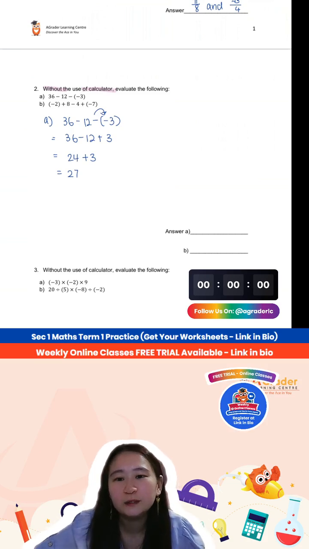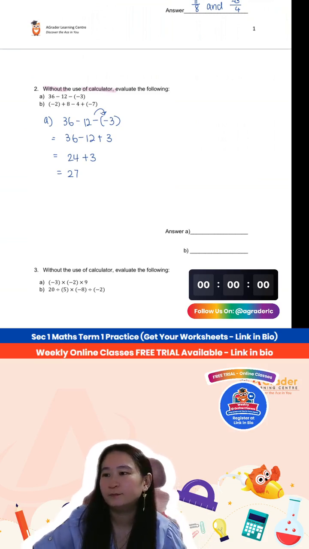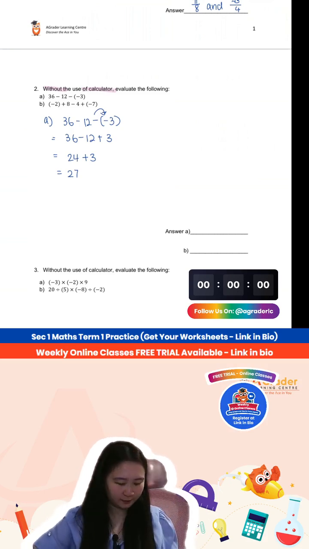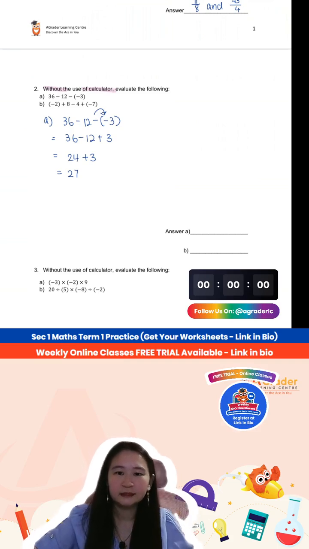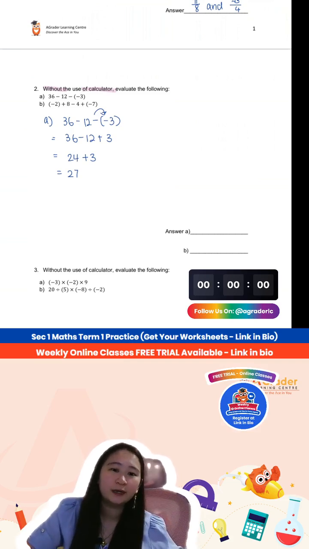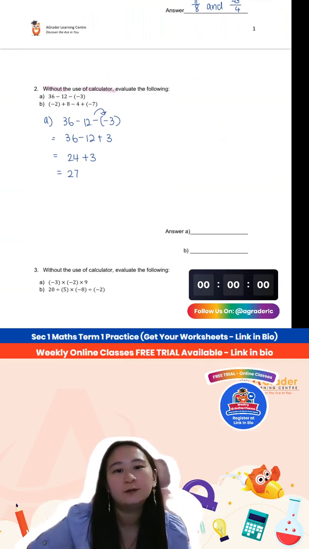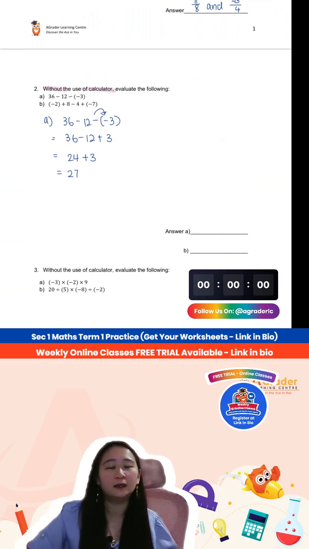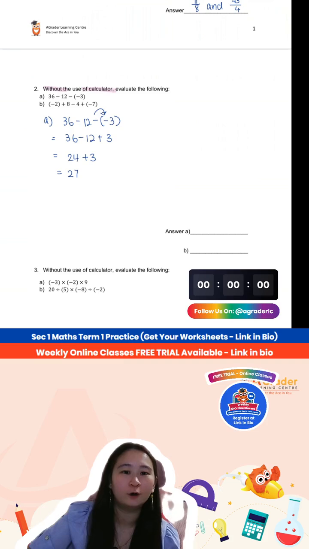Yep, we do teach differentiation for A Math. In fact, it's the first topic for Sec 4. Just that for online classes, we only have Sec 1 and Sec 2 for now. We do have physical classes though for Sec 4 A Math.